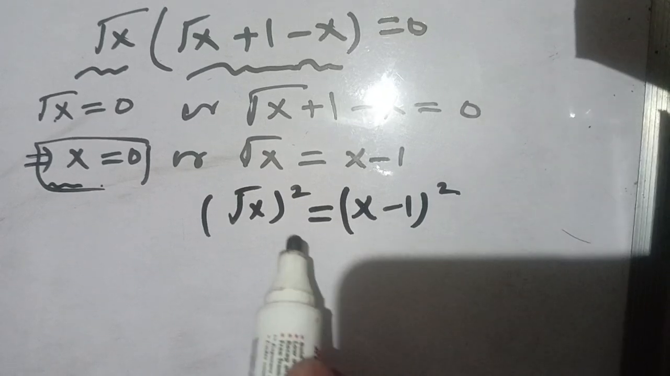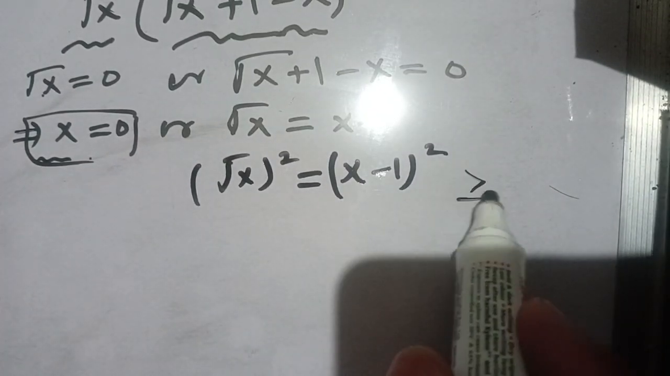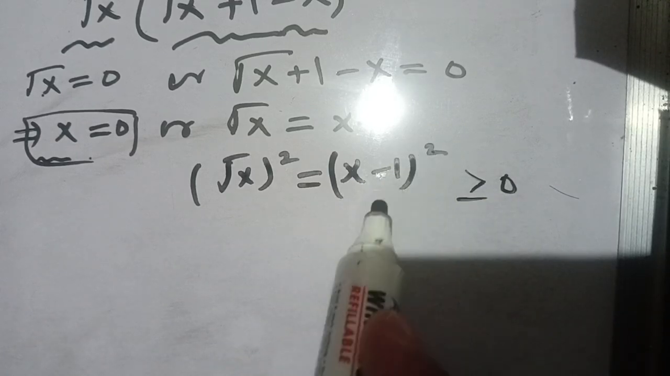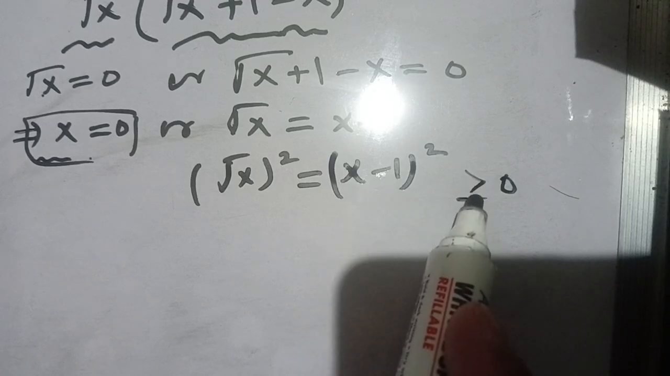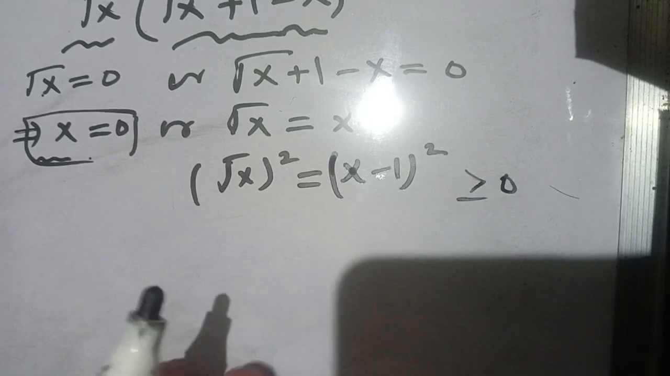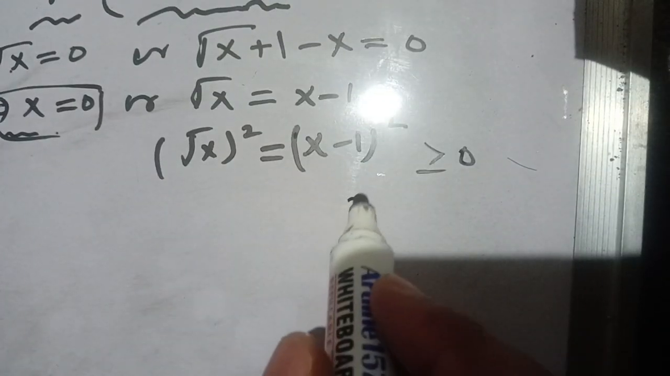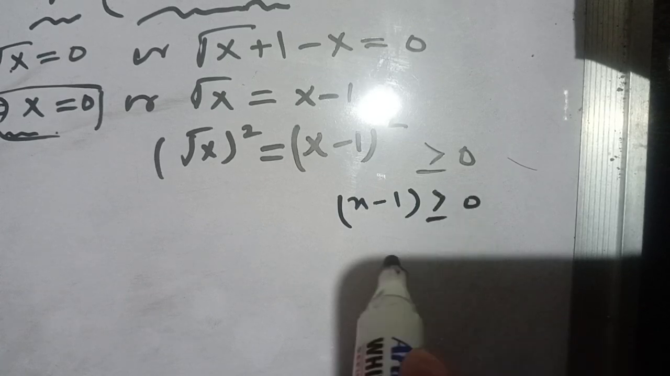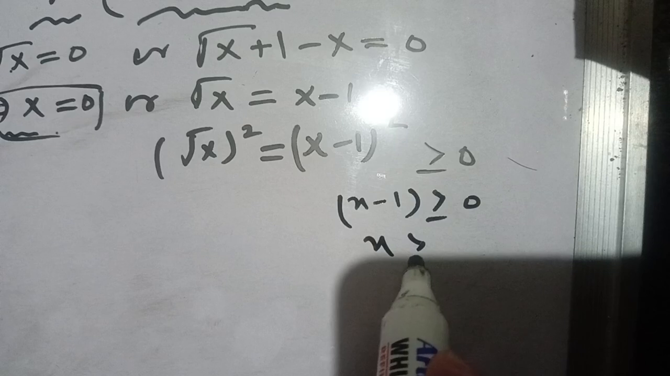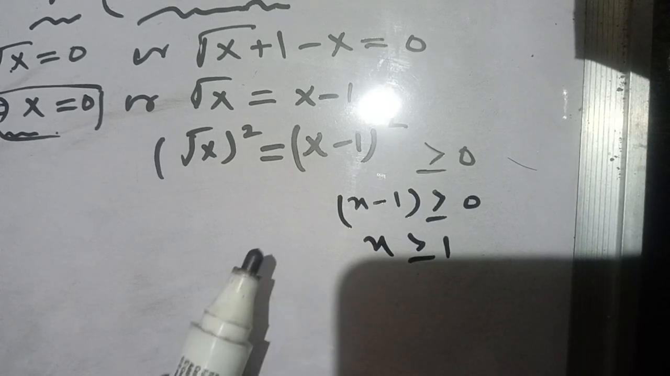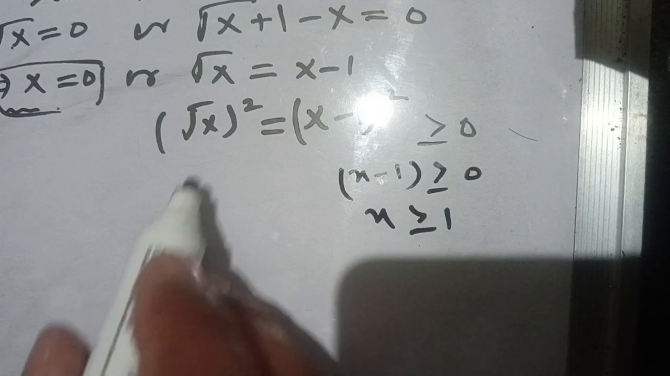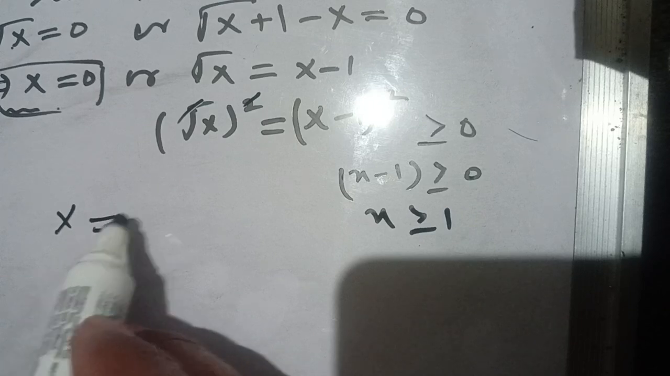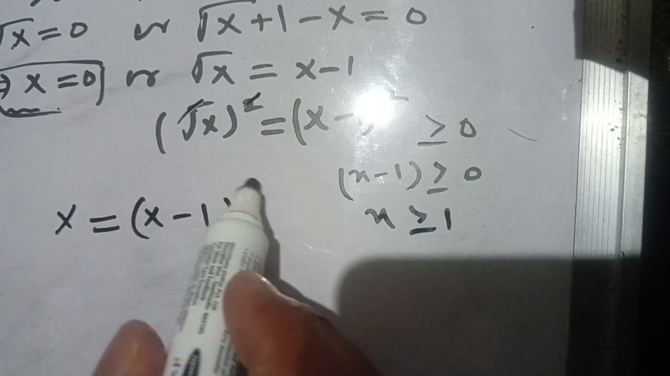Now it is greater than or equal to 0 because it is in square form. No, it cannot be negative, thus it is greater than or equal to 0, which implies x minus 1 is greater than or equal to 0, which implies x is greater than or equal to 1. Now from here, the square and square root cancel out, which gives x is equal to x minus 1 whole square.